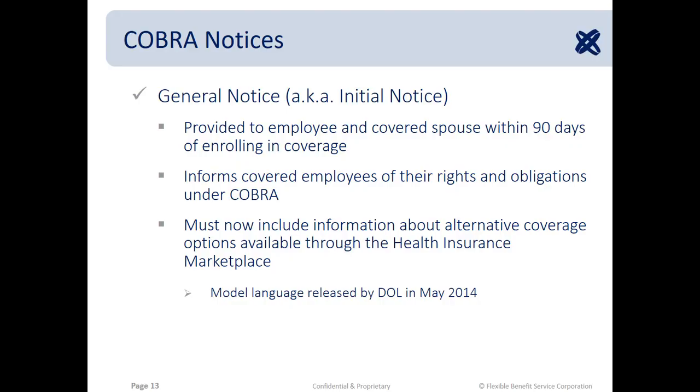COBRA regulations require that employers provide certain notices to employees and qualified beneficiaries. The first notice is called the general notice or initial notice.